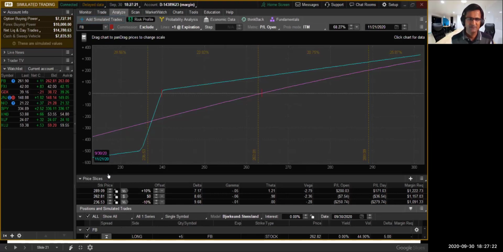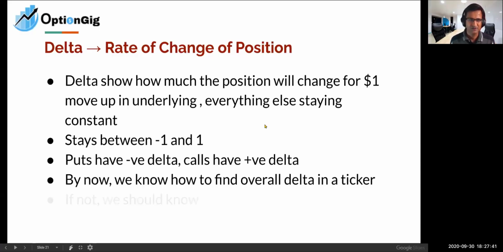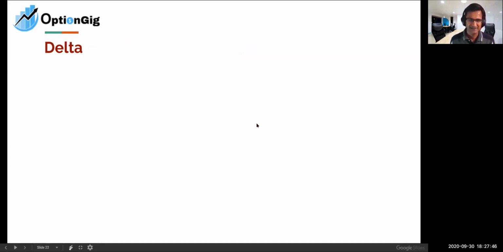Now, I do have multiple positions in FB. In this simulated environment, I've got 5 stocks. I had sold a put, I had bought a put, but the net effect of all the positions is my delta is 8.65. So this we already covered. We know how to find it out. If you're not sure, then we should know by this now.